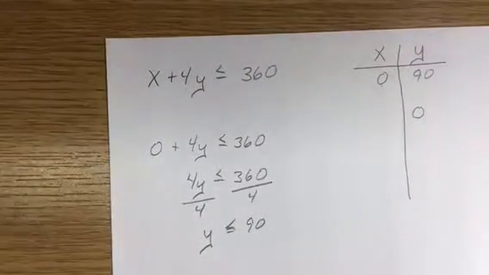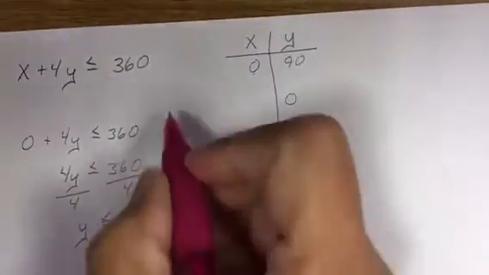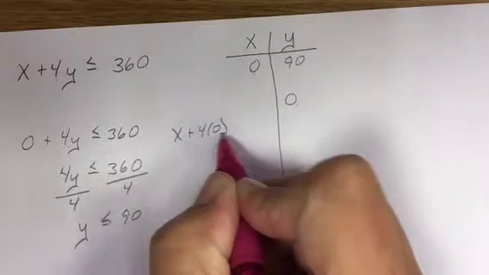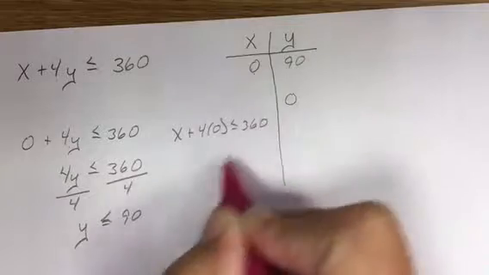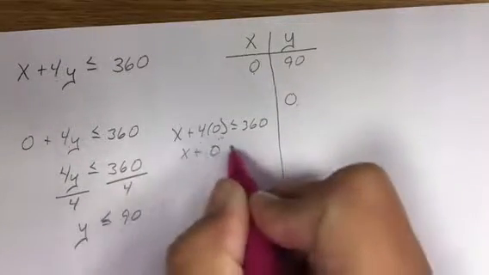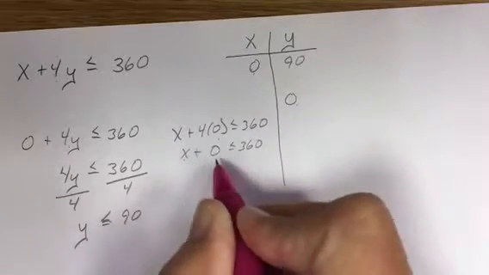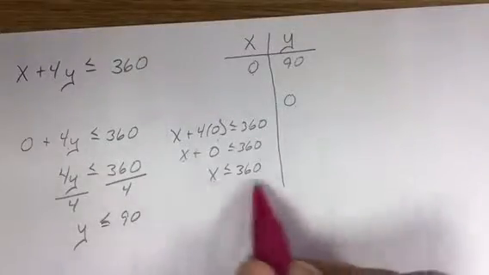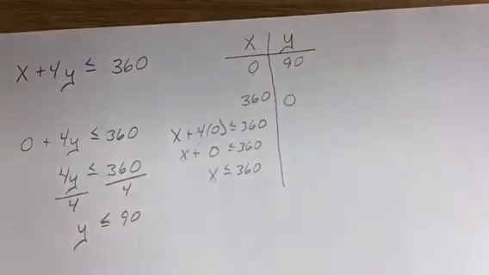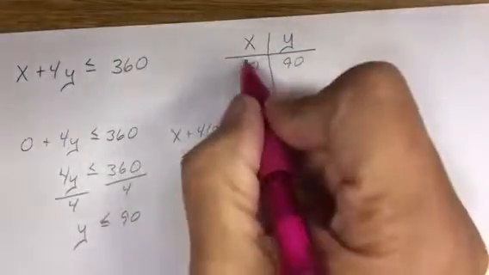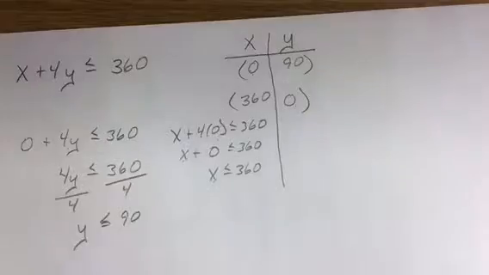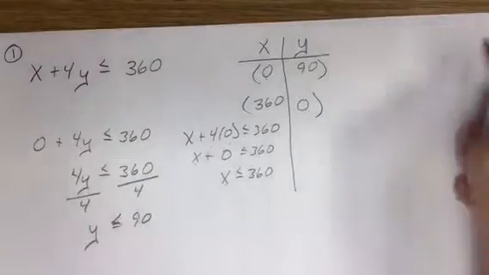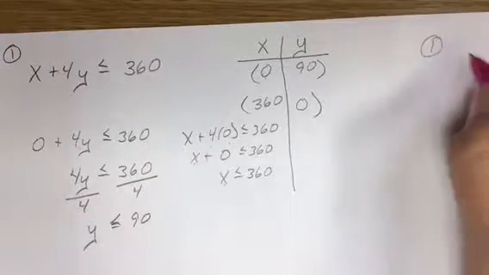I'm going to do that again for x, except this time I'm going to plug in 0 for y. So x plus 4 times 0 equals 360. Well, 4 times 0 is 0. X plus 0 is x. So x is 360. The points that you had was 0, 0, and 0, 90. That's what I'm saying. There's one ordered pair, there's two ordered pair. That's for the first equation. Okay? So I'm going to make a little note over here.